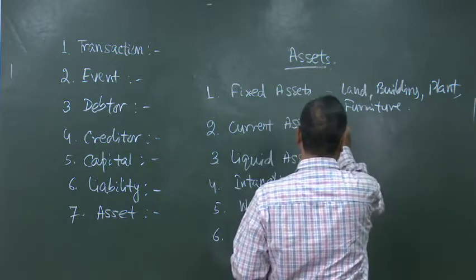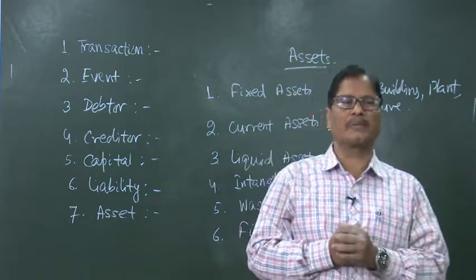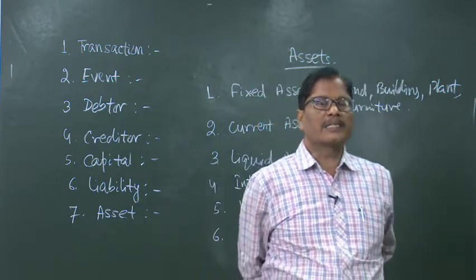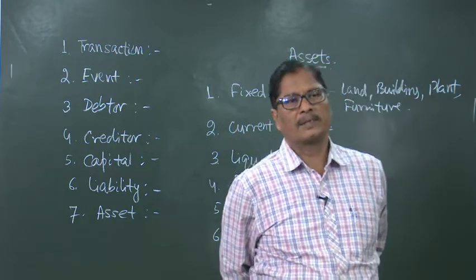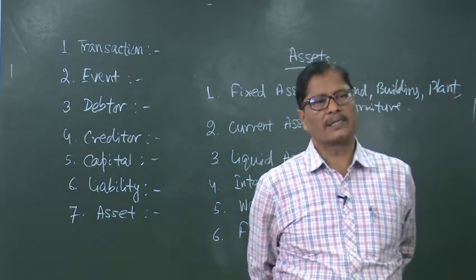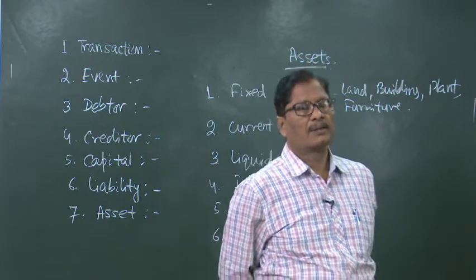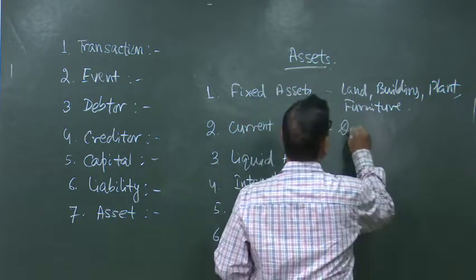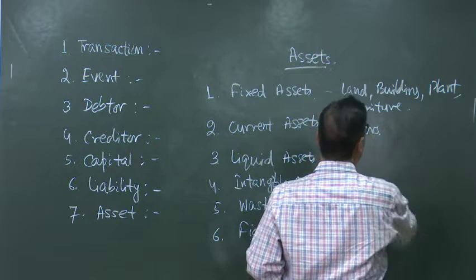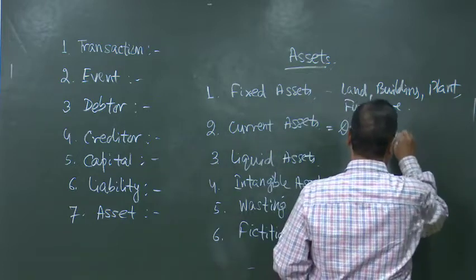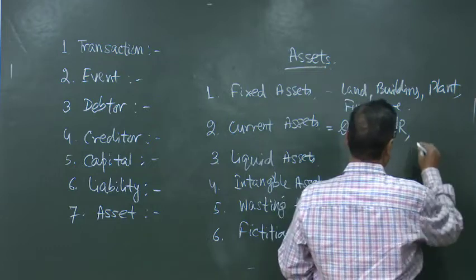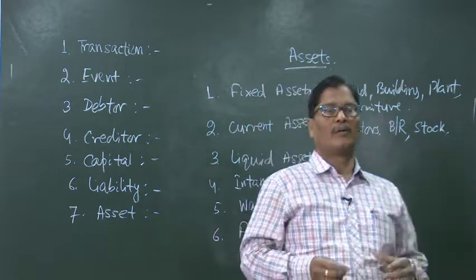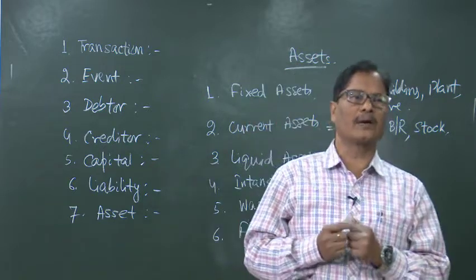Then coming to current assets. The technical definition of current asset is that the asset which is convertible to cash within one accounting year, that is called current asset. So, current asset will include your debtors, bills receivable, stock, all these things will be converted to cash within one accounting year.